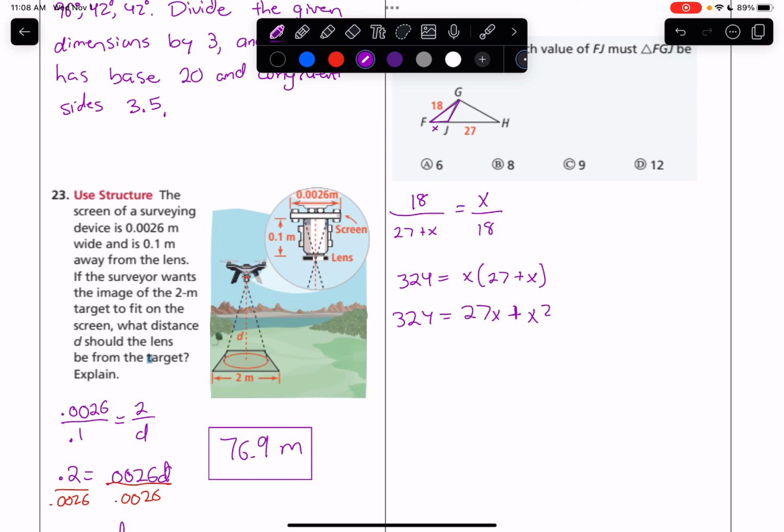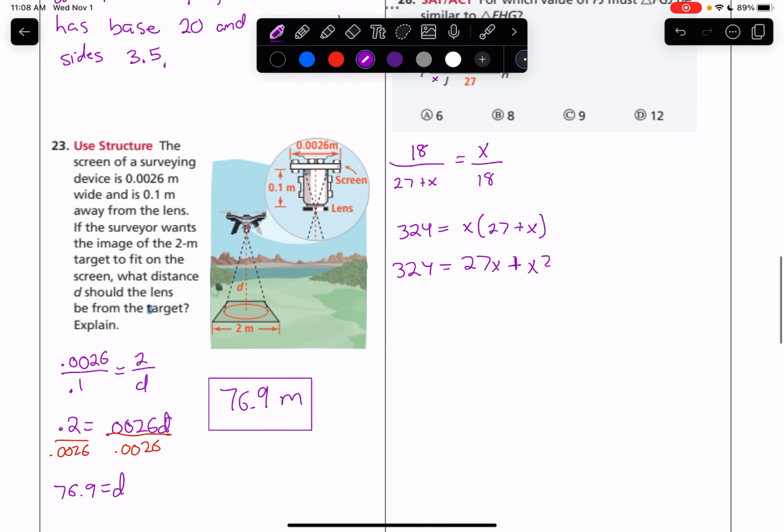And at this point, I could solve this equation by using lots of different strategies, such as factoring, or completing the square, or the quadratic formula. Or I could plug in my options to see which one made this side equal to 324. And when I do that, I can pick that C must be equal to 9.